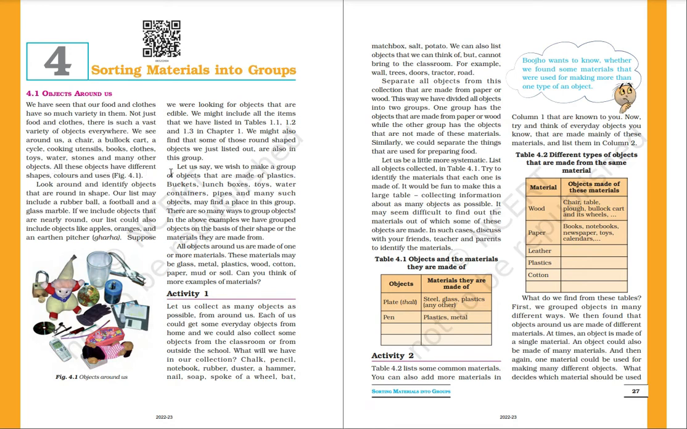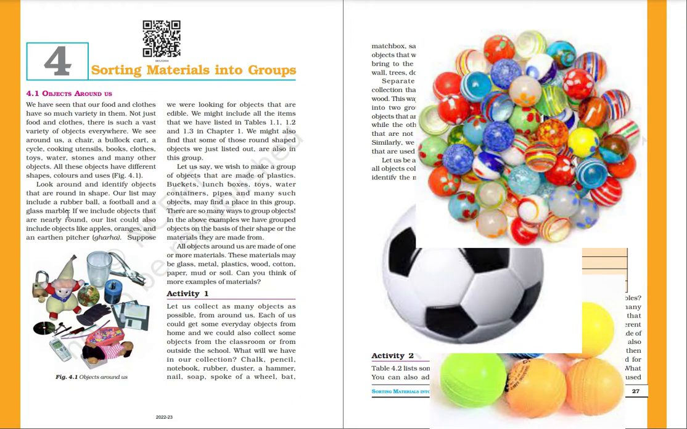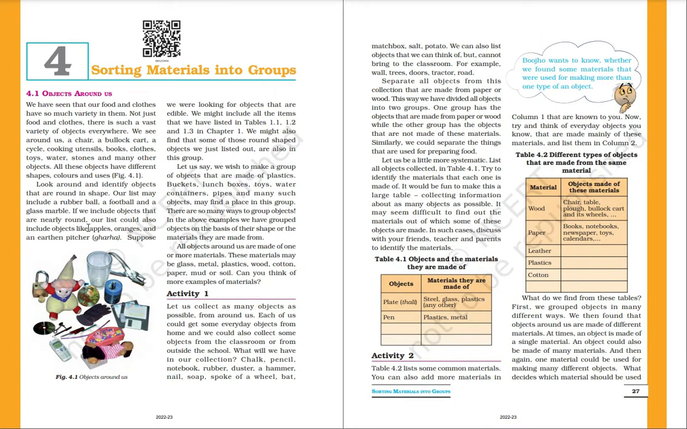All these objects have different shapes, colors, and uses. Figure 4.1. Here's the figure. Look around and identify objects that are round in shape. Our list may include a rubber ball, a football, and a glass marble. If we include objects that are nearly round, our list could also include objects like apples, oranges, and an earthen pitcher, ghada. Ghada, that's what we say in Hindi. A ghada is basically a pot made of clay, if you don't know what a ghada is.